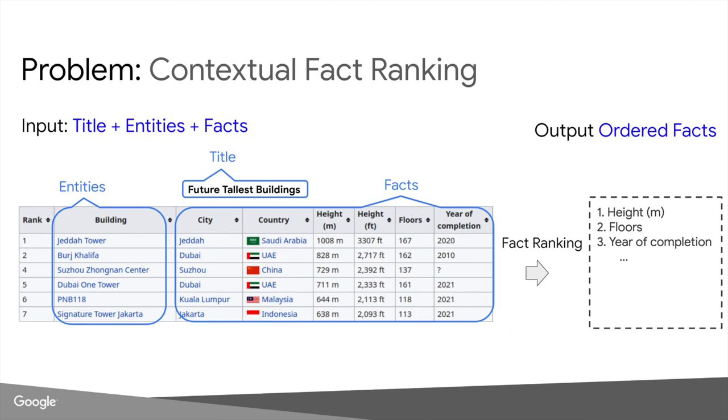Next, we formally introduce the problem of contextual fact ranking. That is, given some entities in a context of succinct natural language description, which we call title, identify the most informative facts for the entities collectively within the context. As shown in the example, there are 3 facts, height, floors, and year of completion, that are identified as most informative with respect to the title, future tallest buildings.